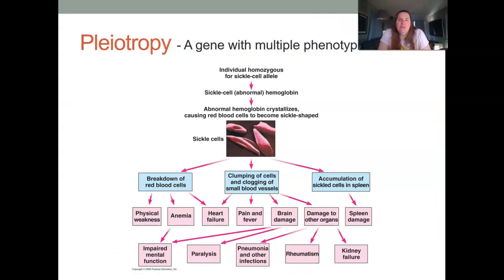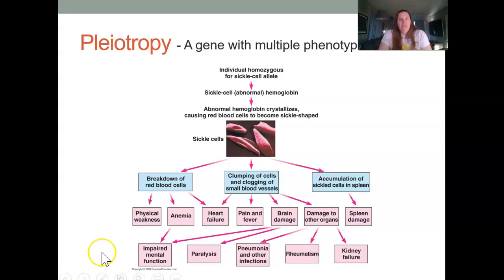Next we have pleiotropy. Pleiotropy is a mechanism of inheritance where a gene can have multiple phenotypic effects. So even though we only have one gene, a change in that gene can have various outcomes. A perfect example of this is sickle cell anemia. Sickle cell is a very painful, often fatal disease, and many people are carriers for it. In other words, they're heterozygous for this sickle cell allele.